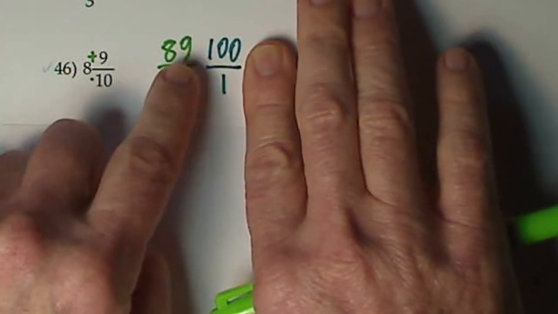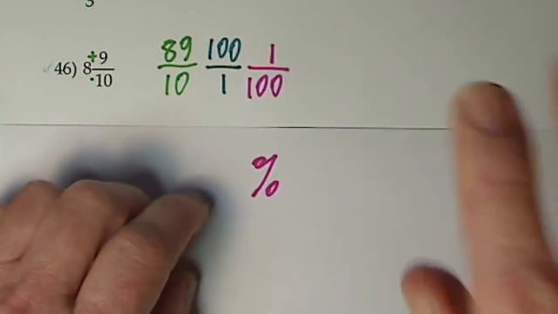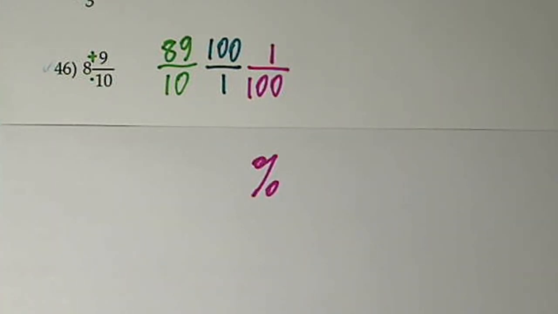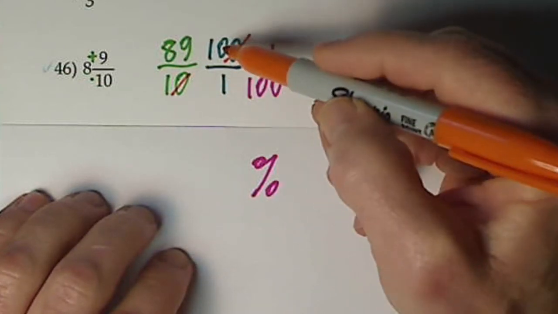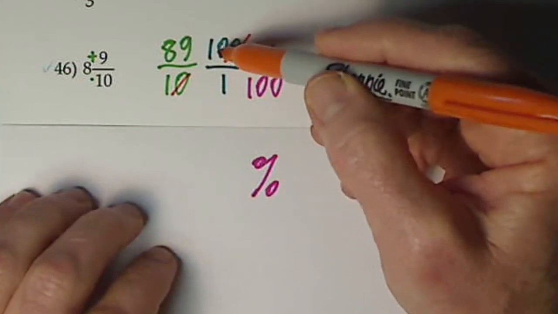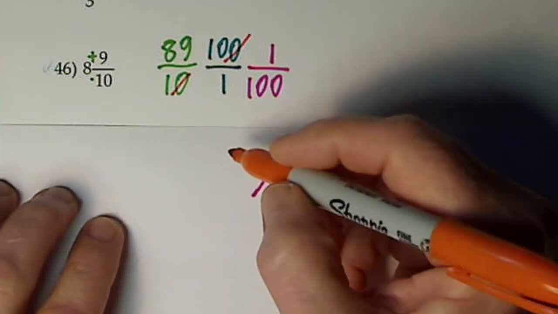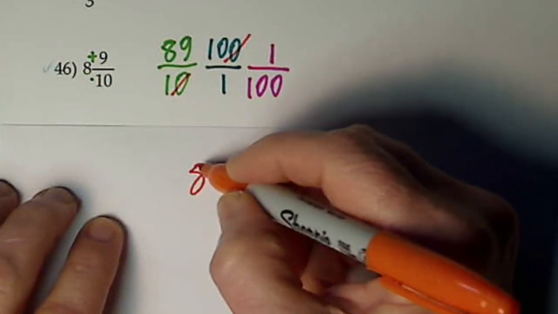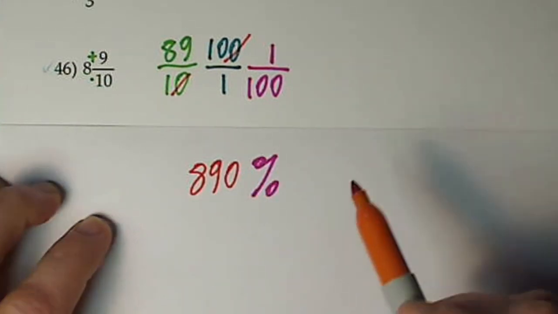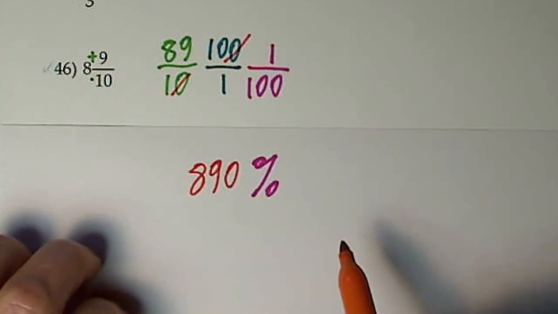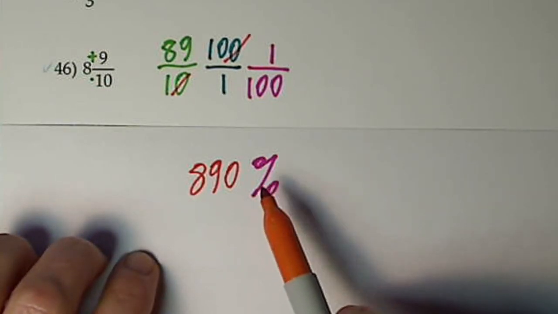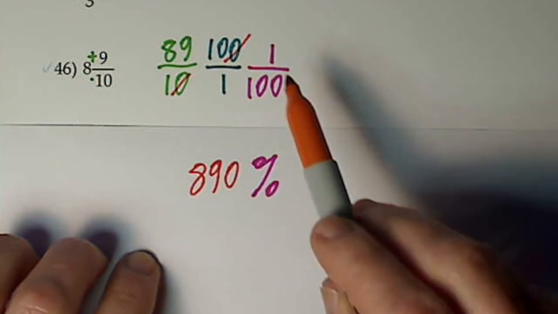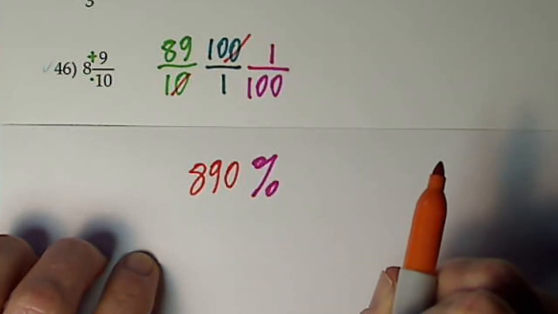Notice we can reduce here. I'm multiplying, so if I want to reduce, I can. So let's go ahead and do that. Might make our lives easier. So I can divide by 10, divide by 10. 89 times 10 is going to be 890. So I simply have to write 890%. Okay. If I put in a percent sign, this stands for divide by 100. So to keep it balanced, I have to multiply by 100.